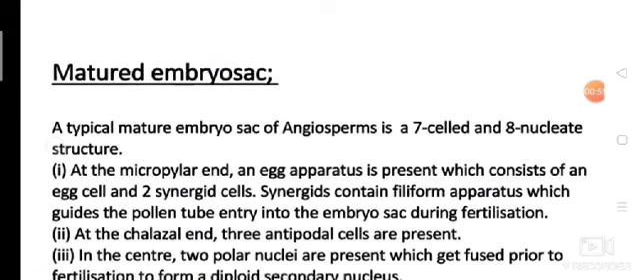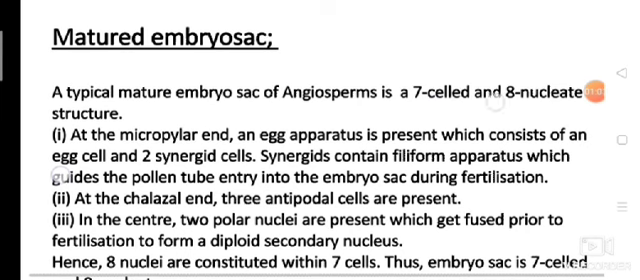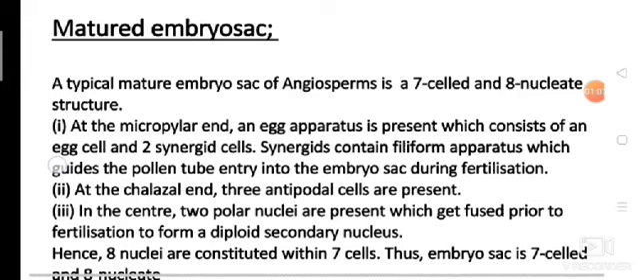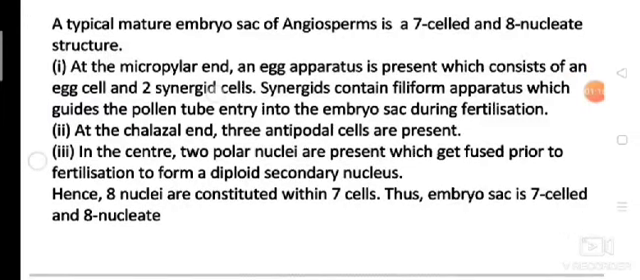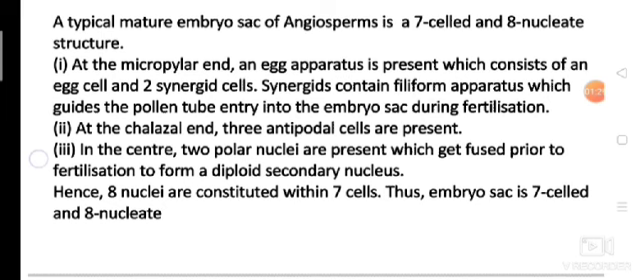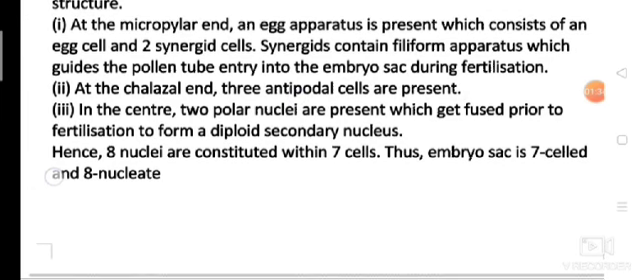Matured embryo sac. A typical matured embryo sac of angiosperms is a 7-celled and 8-nucleate structure. At the micropylar end, an egg apparatus is present which consists of an egg cell and 2 synergid cells. Synergids contain the filiform apparatus which guides the pollen tube entry into the embryo sac during fertilization. At the chalazal end, 3 antipodal cells are present.